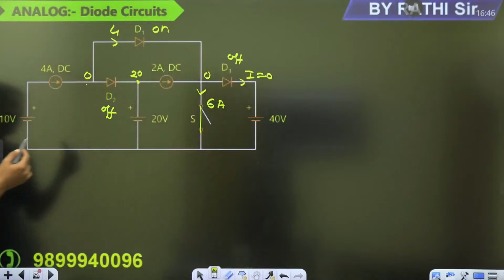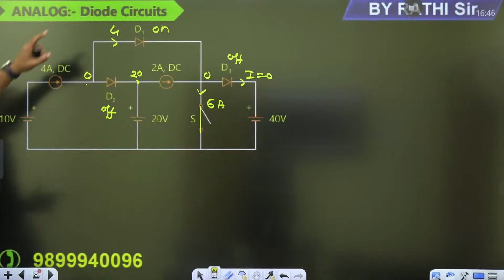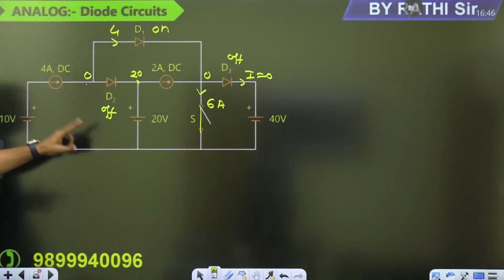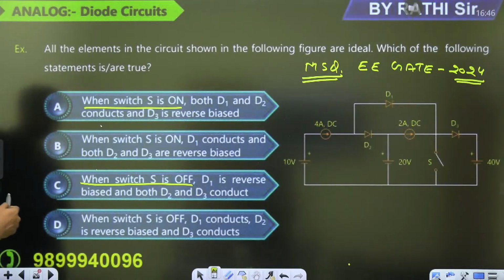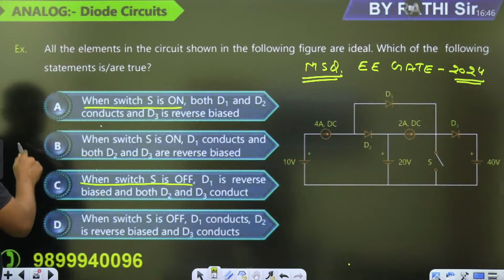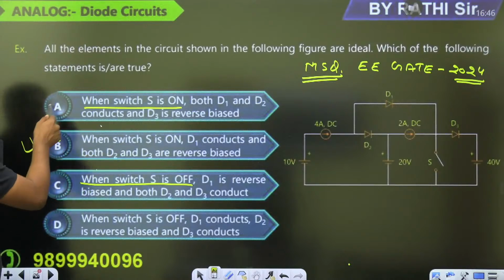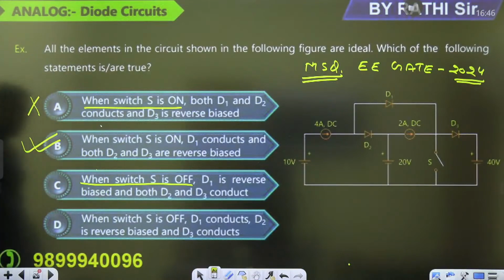So what is the answer? When the switch is on, D1 is on, D2 and D3 off. When the switch is on, D1 conducts and D2 and D3 reverse bias. B is the correct answer. It means what about the A? A is the wrong answer.